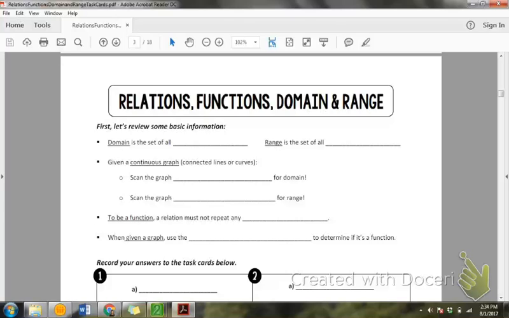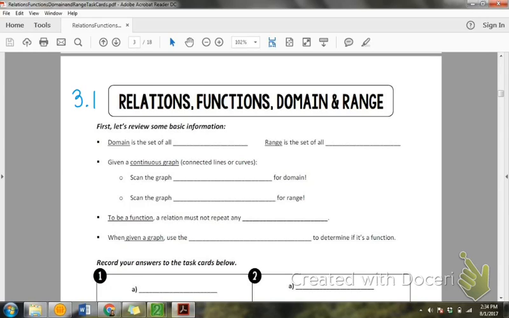All right, so today's lesson might be a review from Algebra 1 for you, which if it is, awesome. But again, in Algebra 2, we take what you do in Algebra 1 and we take it up a notch, okay? So this is lesson 3.1. You can write that at the top. Relations, functions, domain, and range.